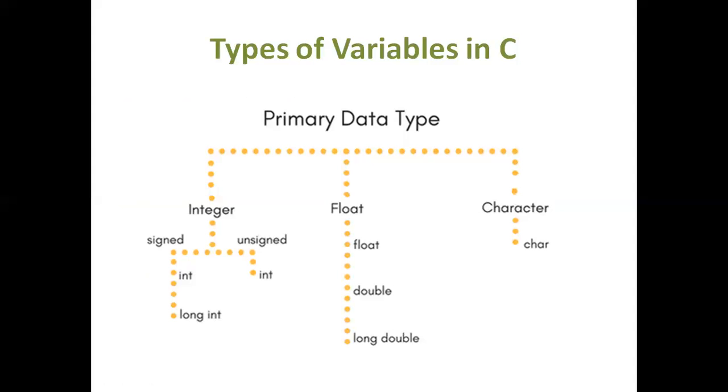The second topic is the types of variables in C language. The primary data types are integer, float, and character. In today's video, we will see the types of integers, signed and unsigned. In the signed, we will see the integer, or you can say the short integer, and the long integer. In the unsigned, only the short integer. The types of floats will be float, double, and long double. And the character has the single type, char.